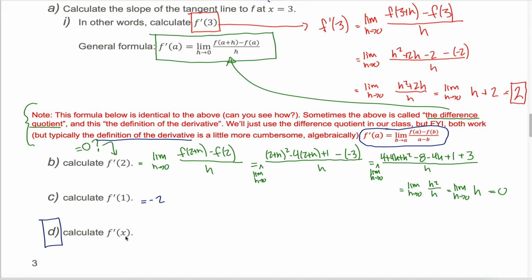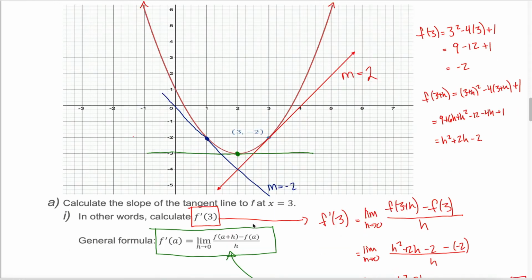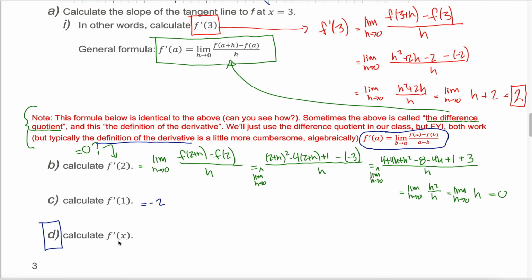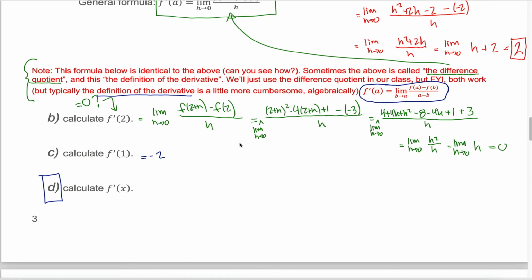F prime of x. This is asking me for the slope of the tangent line to this function. Oh, really? Where do you want it to be? At x. I'm not even specifying the value. I'm not telling you that I want it at x equals 2 or x equals 3. I want it to be an expression. I want to leave the point at which we're calculating the tangent line unspecified.